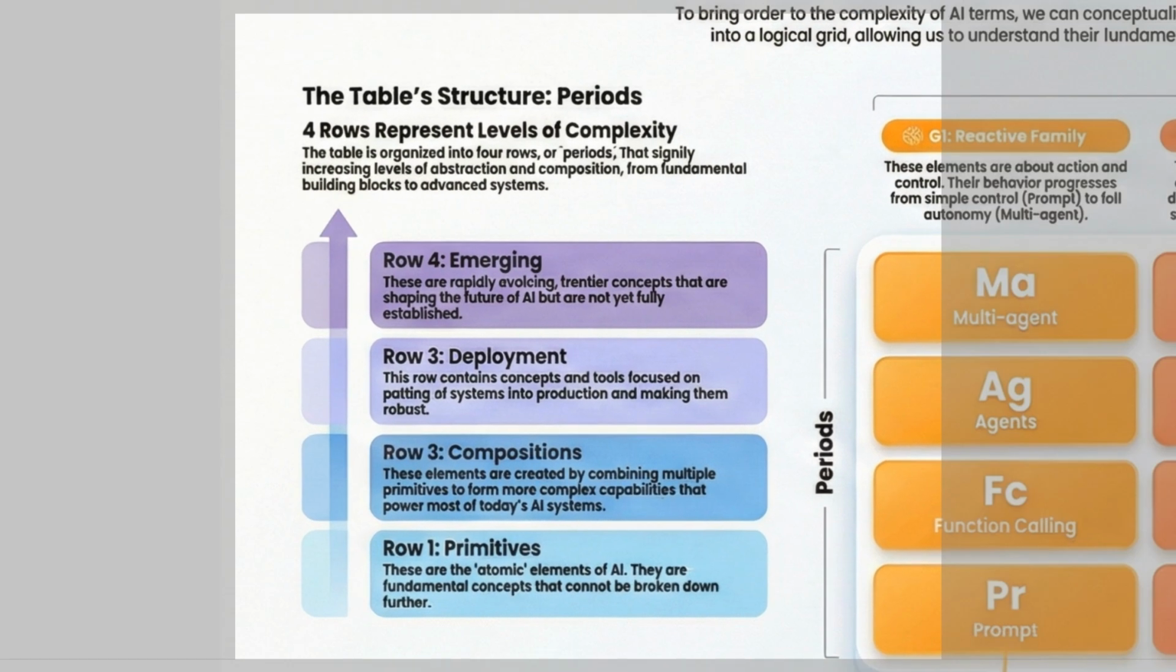AI concepts can be grouped into four rising levels of complexity. At the base are primitives, the indivisible building blocks. Above them are compositions, which combine primitives. Next comes deployment, focused on productionizing systems. At the top are emerging concepts, fast-evolving ideas that are still maturing but shape AI's future.